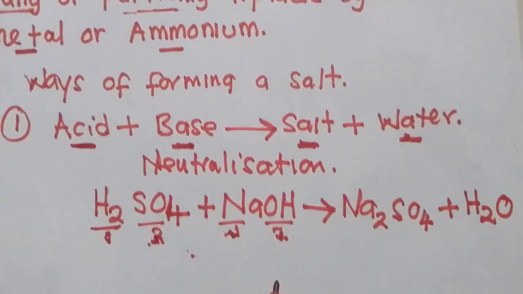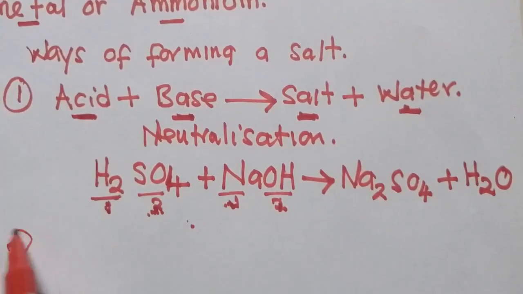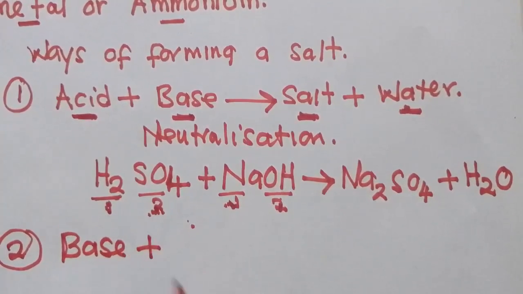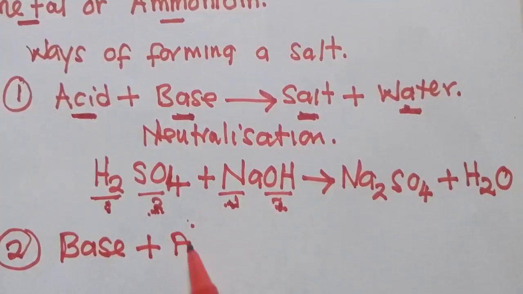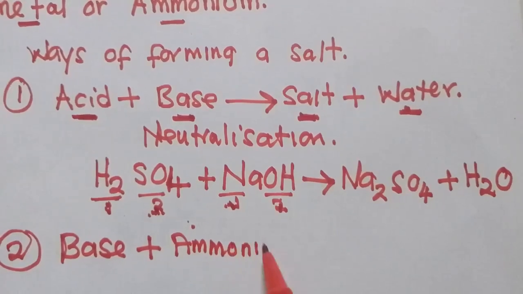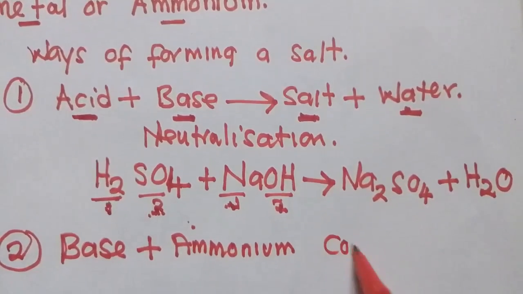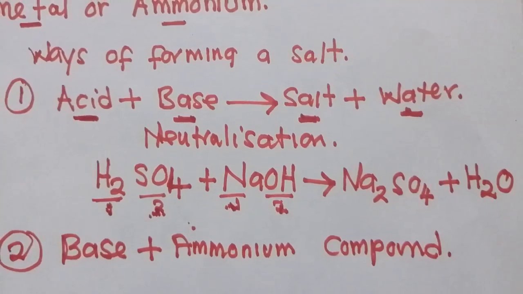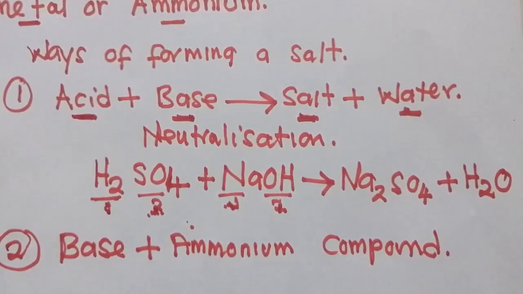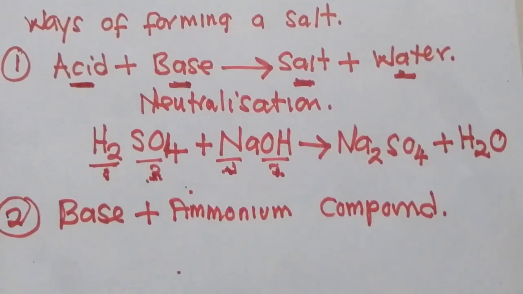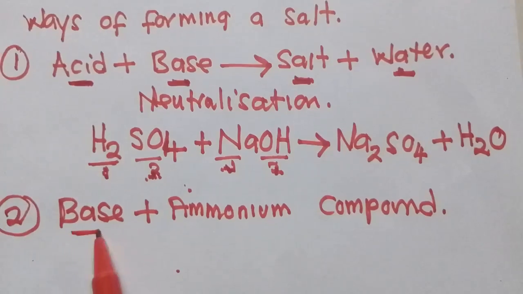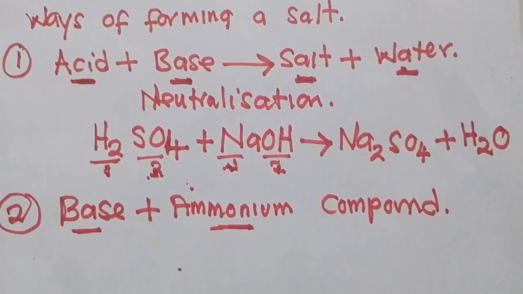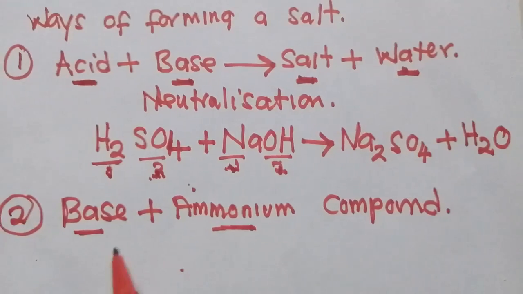Another way in which a salt can be formed is whereby you react a base plus an ammonium compound. You know what a compound is. A compound is a chemical combination of elements. So when we react a base and an ammonium compound, we get to form a salt. Now, which base can we use here?